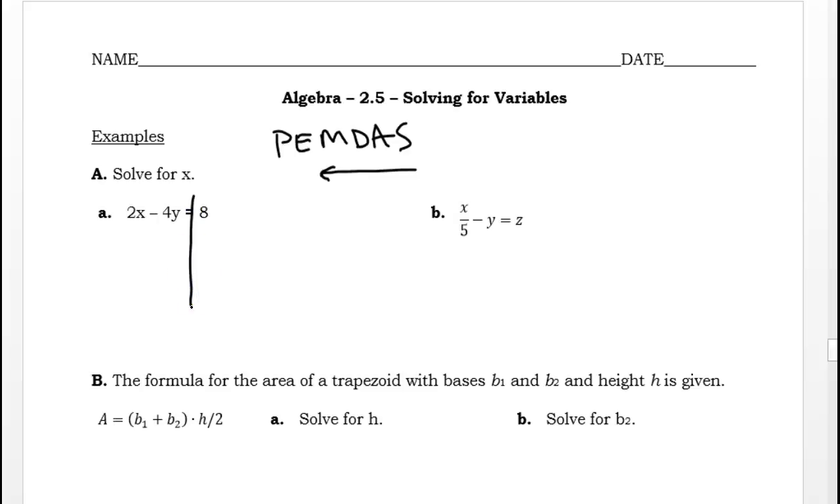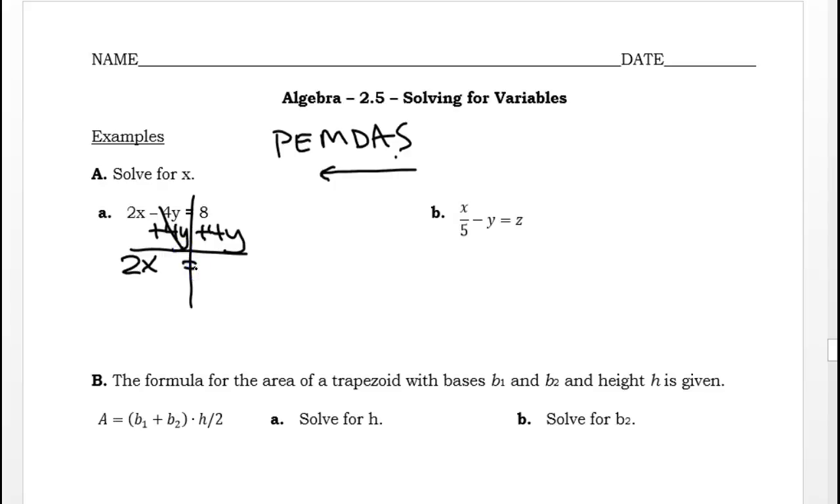I have 2x minus 4y equals 8. And if I want to solve for x, I need to undo any additions or subtractions to get that x term alone. So I see a minus 4y. I'm going to undo that with a plus 4y. So the 2x is unchanged. Minus 4y and plus 4y is 0, so he's gone.